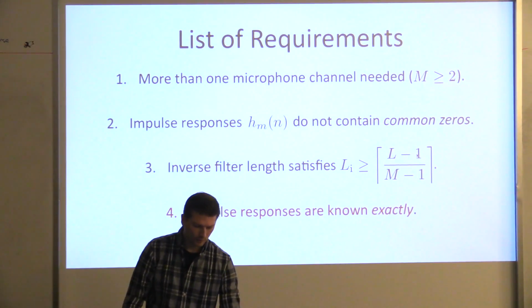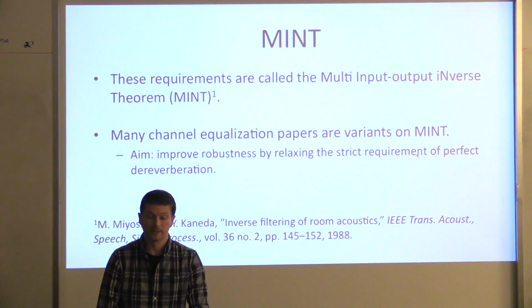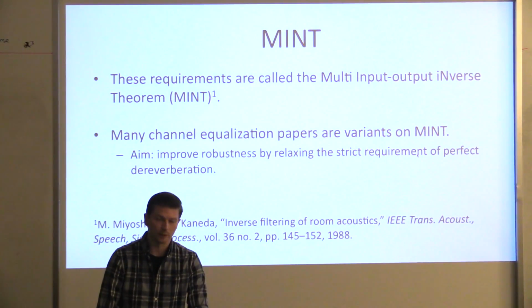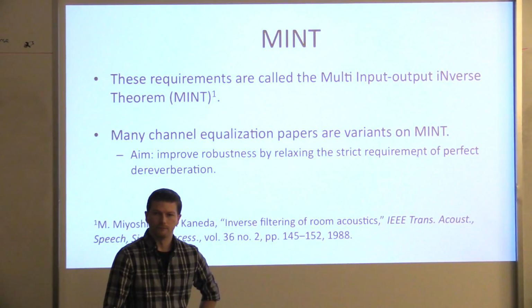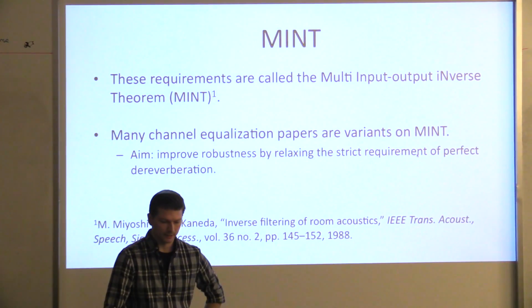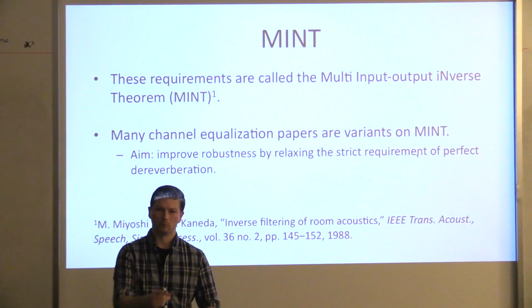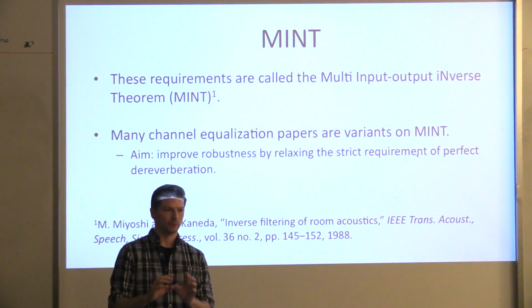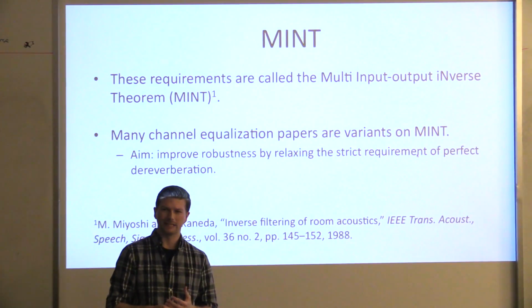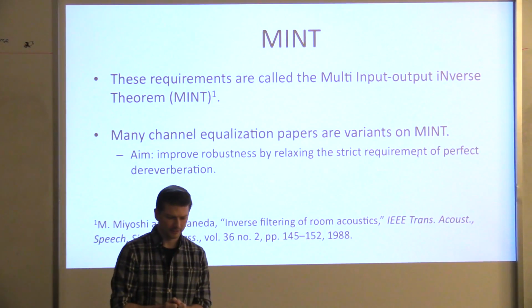Now, this set of requirements is part of what's derived in what's called the MINT algorithm. This is the Multiple Input/Output Inverse Theorem. And there are many different variations of the MINT algorithm in the literature that try to improve the robustness. And a lot of them do this by trying to relax the constraint that we want a perfect impulse at our output. We want to make it something a bit wider than that, so we have a bit more degrees of freedom, and maybe let's not try to do complete dereverberation, but try to get something that somewhat approximates it.